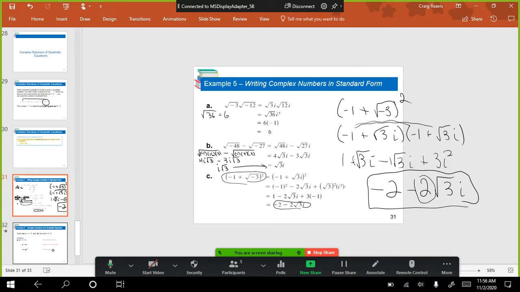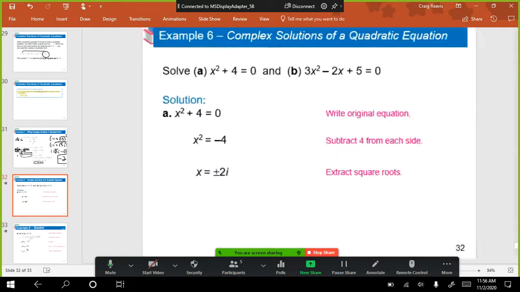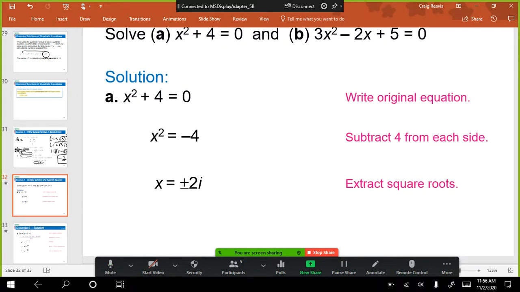So that's just taking some complex numbers and writing them in standard form. All right, so here's where we get into actually solving. If we have x squared plus 4 equals 0, we're going to isolate the x. We subtract 4 from both sides, and I get x squared equals negative 4. I take the square root of both sides.